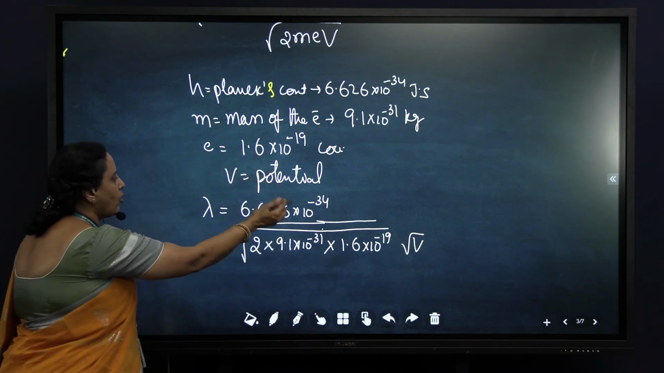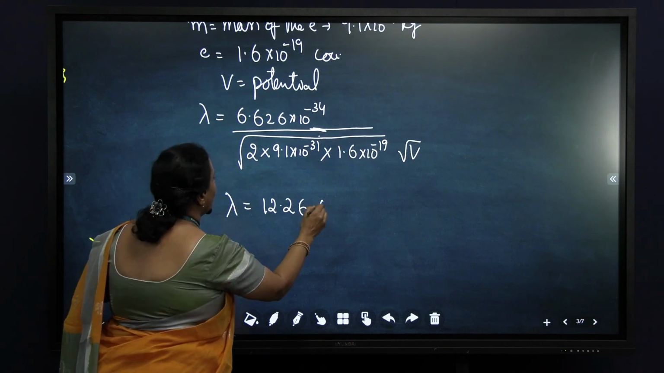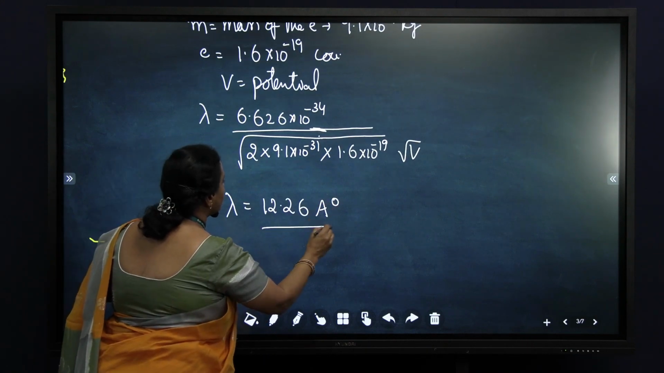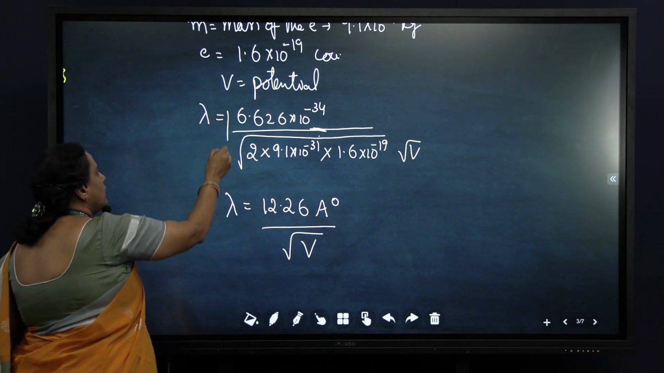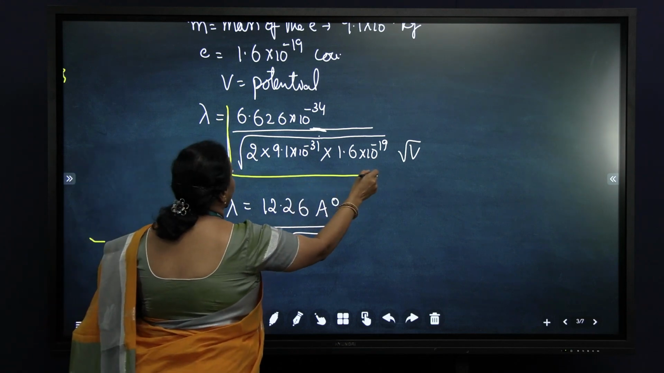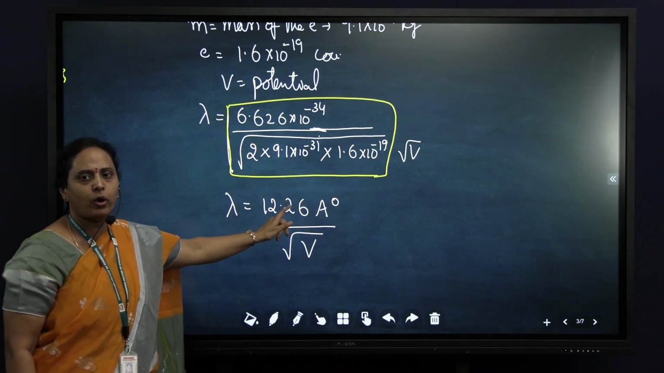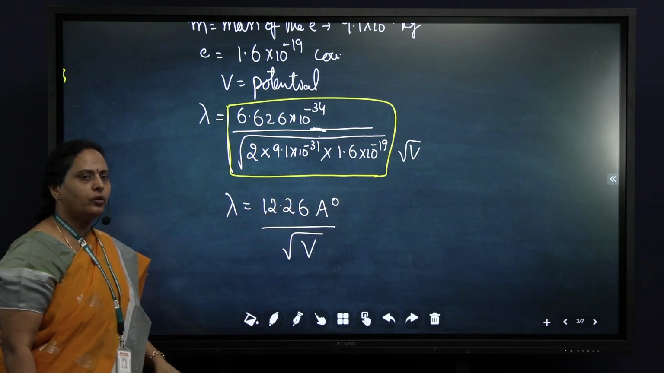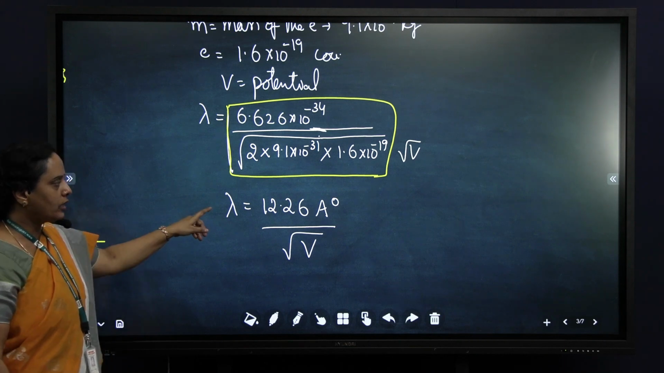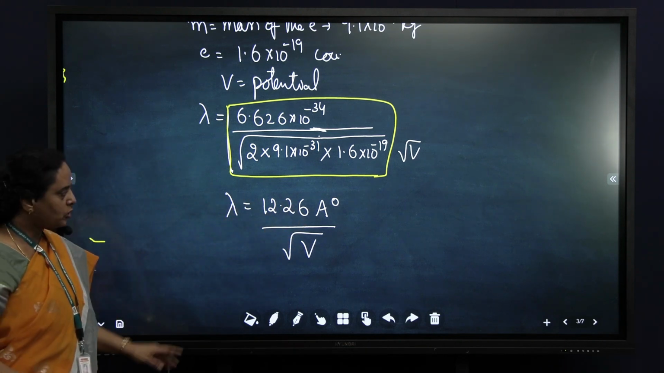Now by substituting all these values and calculating this, lambda comes out to be 12.26 angstrom by root V. This highlighted value, after calculation, comes out to be 12.26 angstrom. And root V is already there, so the same I am going to keep here in the denominator. That is, lambda equals 12.26 angstroms by root V. So this is the expression.